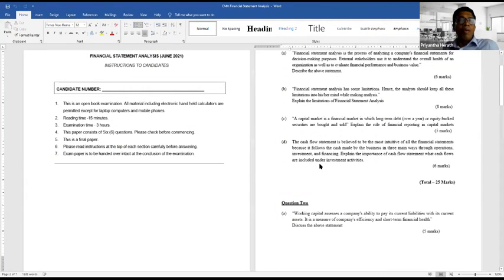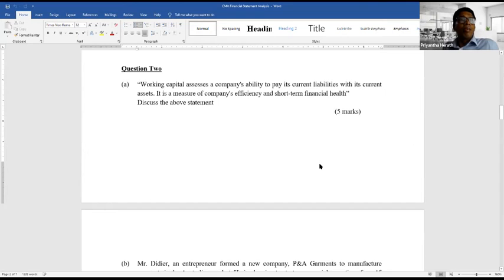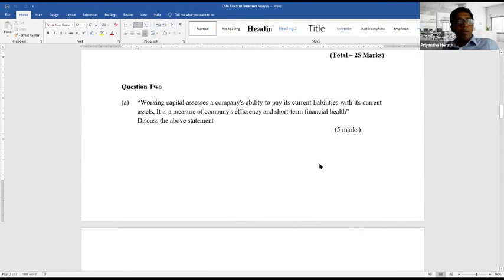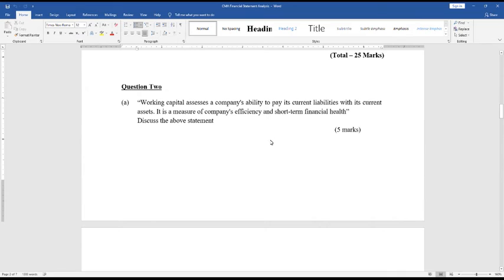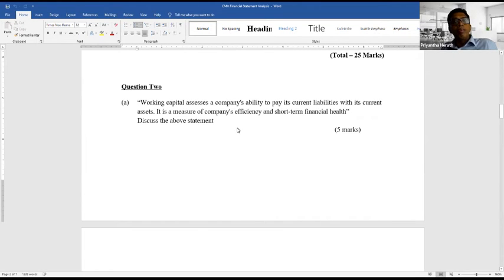Yeah, let me share the paper. Right, this is the last paper, question number 2, part A. Can you see the paper? Yes, sir. We'll do this quickly. Working capital assesses a company's ability to pay its current liabilities with current assets. It's a measure of the company's efficiency and short-term financial health. Discuss the above statement. It's very similar to the previous question, in a different way.